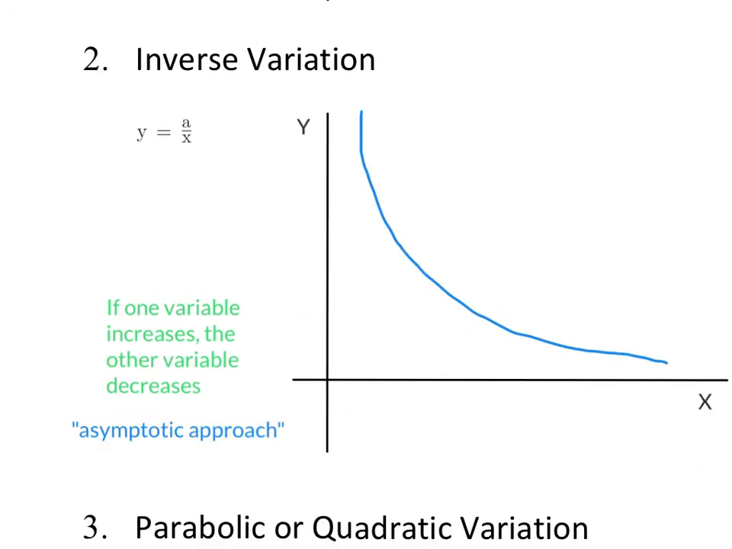Our next relationship is called inverse, and equations for an inverse graph would follow the format of y equals something over x. So if one variable increases, the other one will decrease. They're going to have the opposite behavior of one another. On a graph, you're going to get a kind of curved line that looks like this, and this is called an asymptotic approach. What that means is either end of your line would approach the axis, but it's never actually going to cross over into another quadrant. So all of your data is going to be locked into this one quadrant up here.